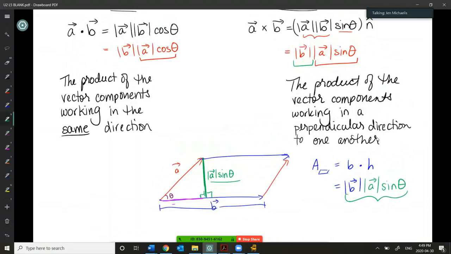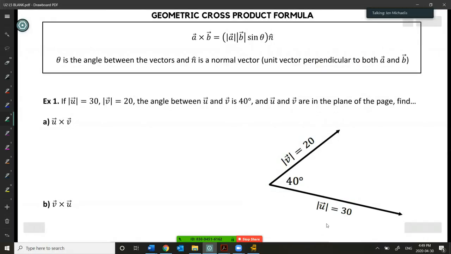So hopefully this helps you understand the difference between dot and cross a little bit better. Okay, so let's actually apply this in a geometric scenario. We have vector u, which is 30 units, vector v, which has a magnitude of 20 units, and the angle between them, again, when they're arranged tail to tail, is 40 degrees.